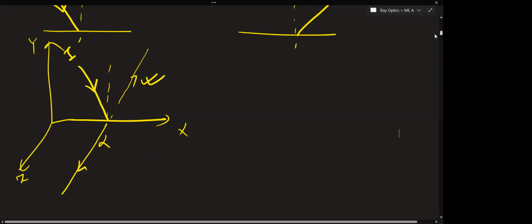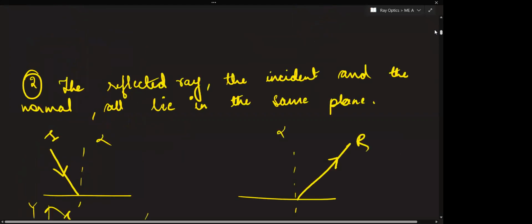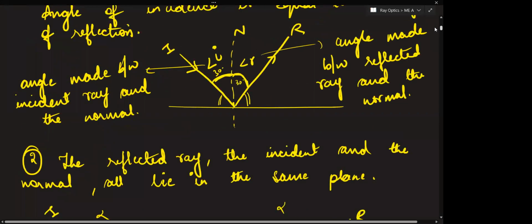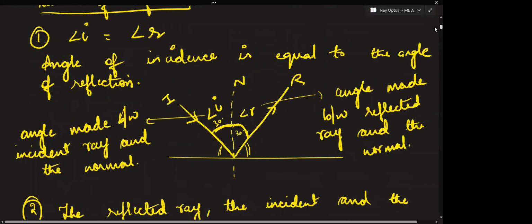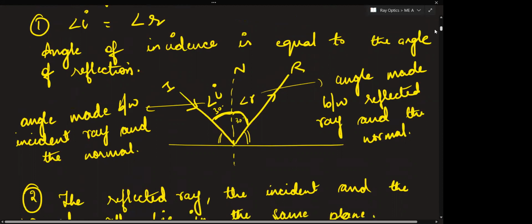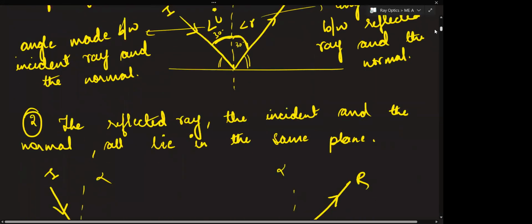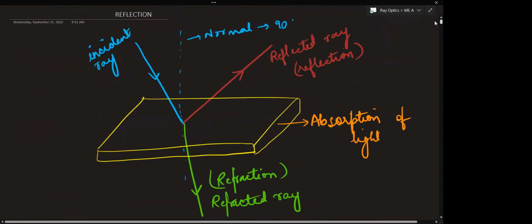Fine. So these are the two laws of reflection. First law, the angle of incidence is equal to the angle of reflection, and all these three rays lie in the same plane. Two dimensions, so XY plane, not XY and then YZ. Note it down till here.